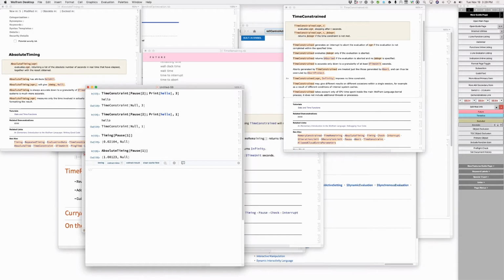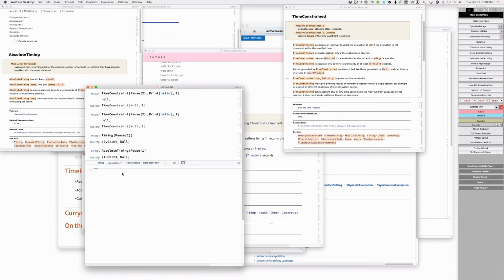I love the comment that absolute time would have Einstein rolling around in his grave. Well, just wait for my project in a few weeks. We will have more to say about absolute time. Okay.